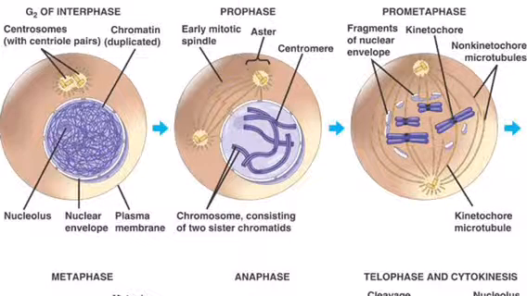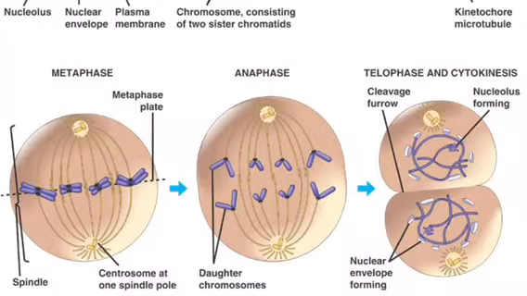In prometaphase, the centrioles' spindle fibers begin to attach to the chromosomes and begin to pull them towards the center for the start of metaphase. At this time, the nuclear membrane has almost disintegrated. After that step is metaphase. In metaphase, the centrioles pull the chromosomes to the metaphase plate.